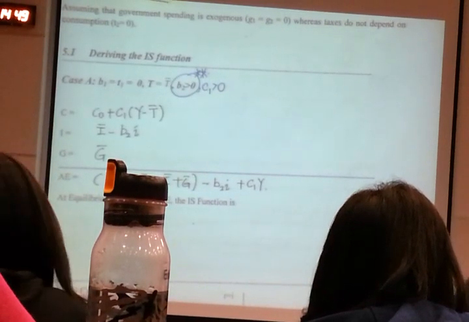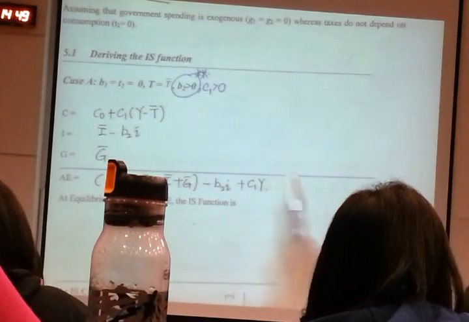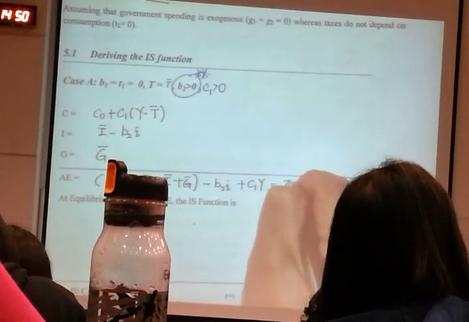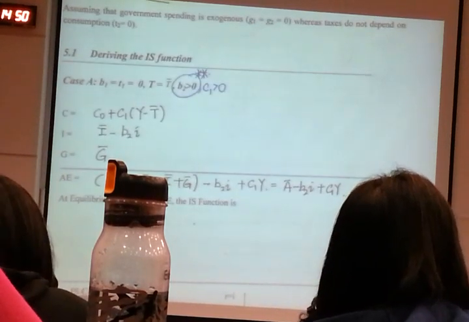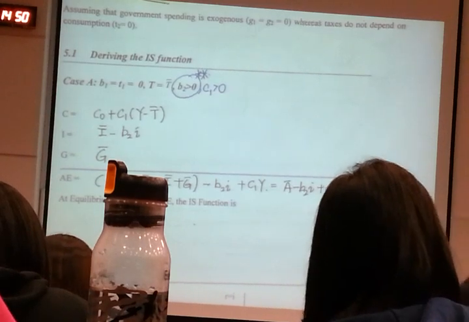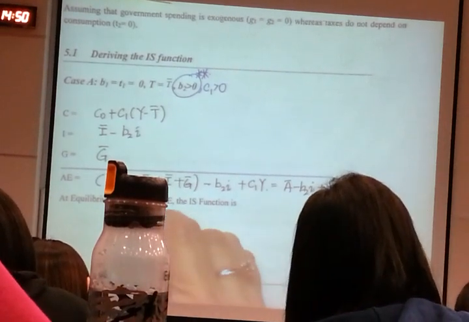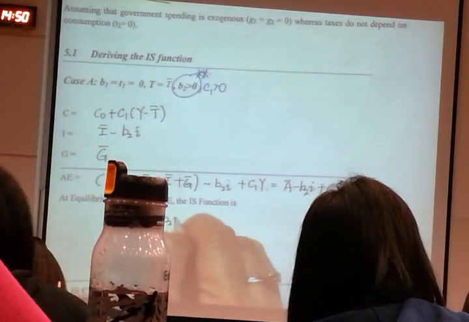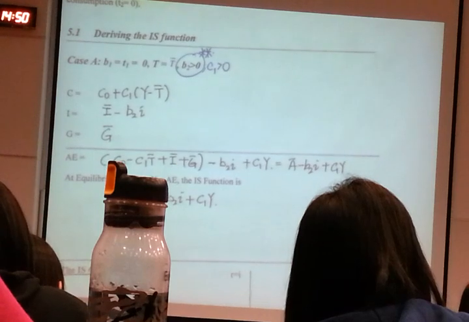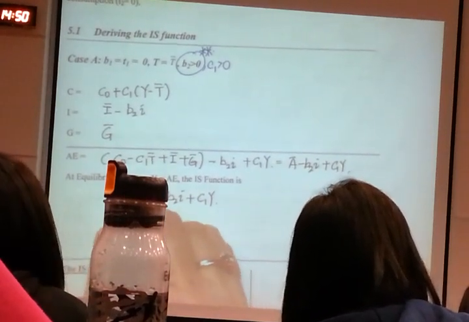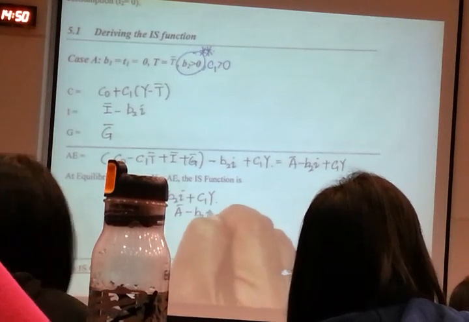So what am I doing? I'm repeating everything from AE again, just that now there is a B2 i. And then of course we can write this as A bar minus B2 i plus C1 Y. Next step, equilibrium income. Y equals AE, so we write one more time: Y equals A bar minus B2 i plus C1 Y. As usual, group the income together: (1 minus C1) Y equals A bar minus B2 i.